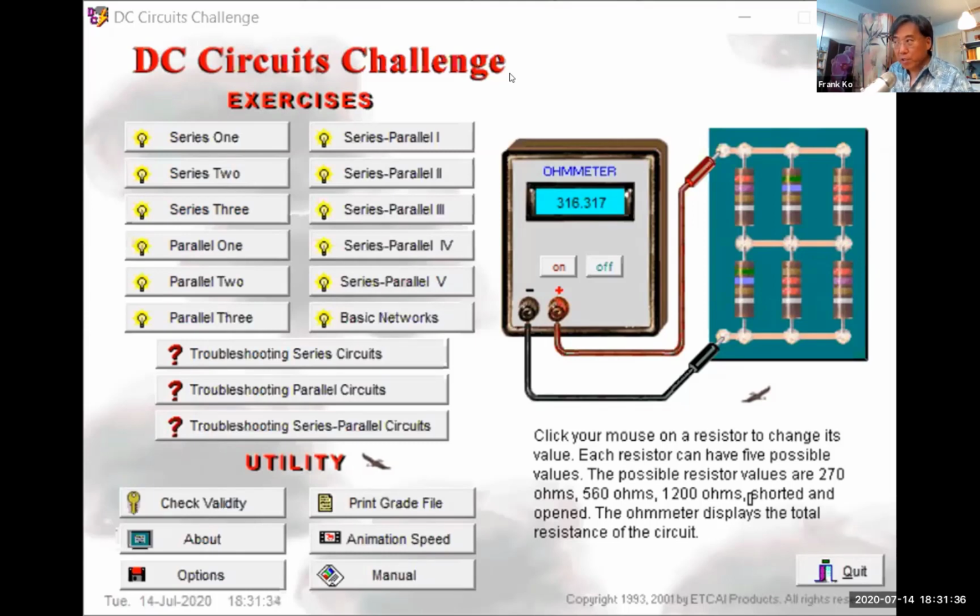Any questions about the DC Circuits Challenge exercises? Is troubleshooting series circuits and troubleshooting parallel circuits? No, none of those are assigned. Only the first 10 of the DC circuits and the first 12 of the basic circuits challenge. Okay, thanks. Yeah, none of the troubleshooting, nothing else is applicable. So we're looking for 12 plus 10, a total of 22 exercises that you're going to be doing.